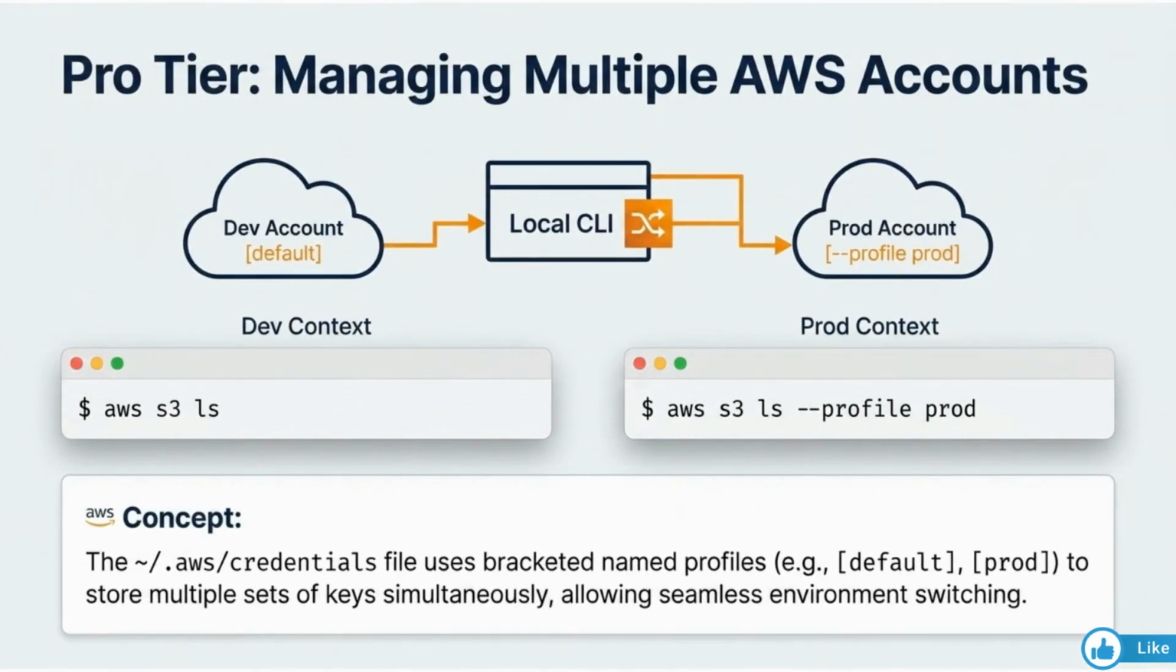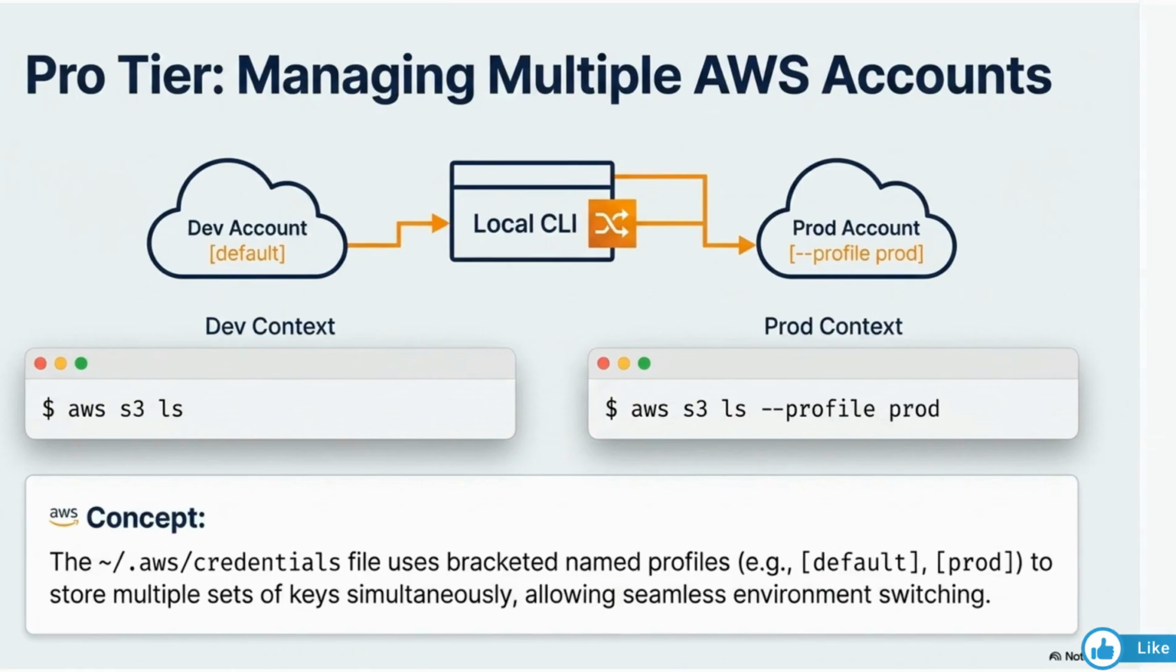In real companies, you usually do not work with only one AWS account. You may have dev, QA, staging, and production accounts. AWS CLI supports profiles to manage multiple accounts. Each profile has separate credentials and configuration. For example, you can run aws s3 ls --profile dev for the dev account and aws s3 ls --profile prod for the production account. This avoids confusion and helps prevent mistakes.